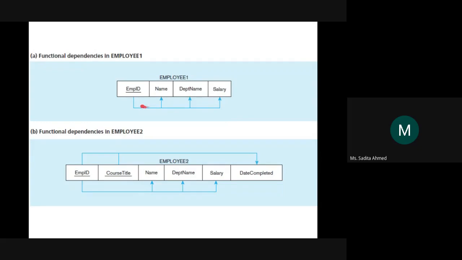The fact that emp ID is the determinant and name, dep name, salary, these are, as you can see, to the right of the arrow. So they are functionally dependent on the determinant emp ID, which is to the left of the arrow. Right? That is what we mean by functional dependency. If you know the value of one attribute, from that value you can determine the values of the other attributes. For a value of emp ID, there can be only one name, only one dep name, only one salary.